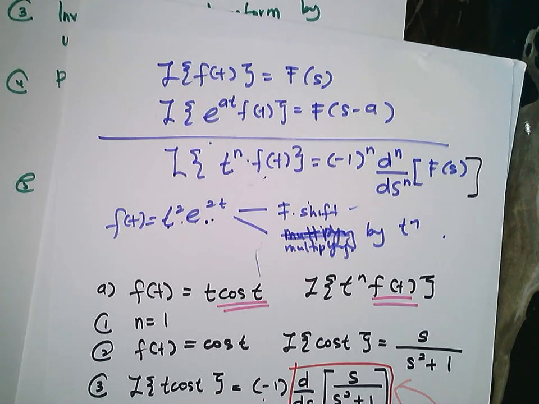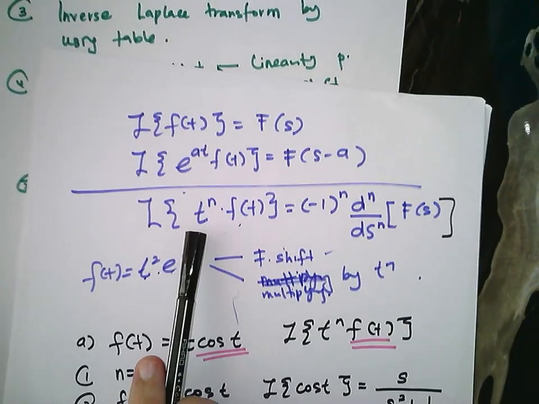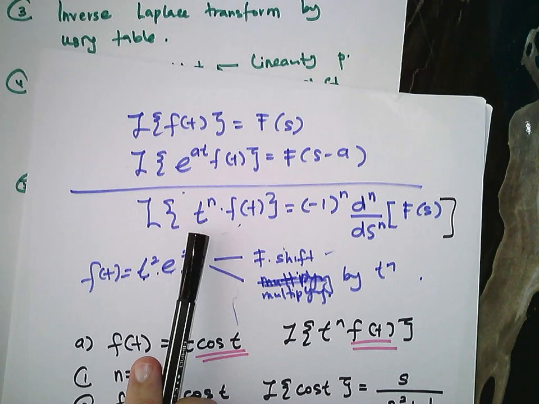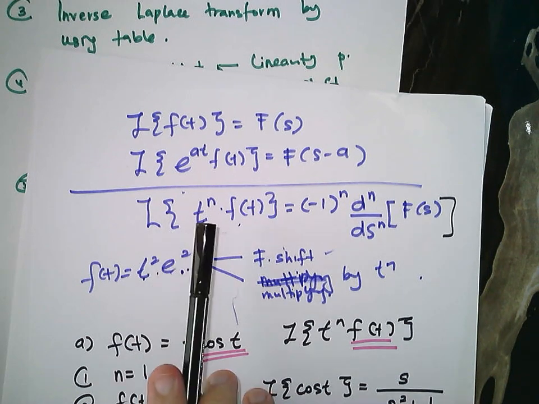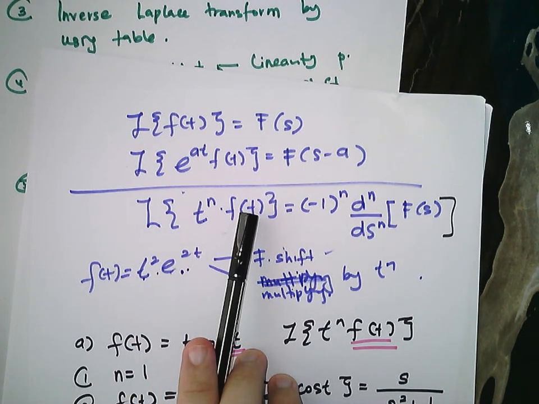Okay, so let's recall. The first step is you have to know when you need to apply these properties. You apply these properties if you are asked to find the Laplace of a multiplication of two functions and one of the functions must be t to the power of n. If it satisfies this condition, then you can apply these properties. So f(t) here can be any other function.